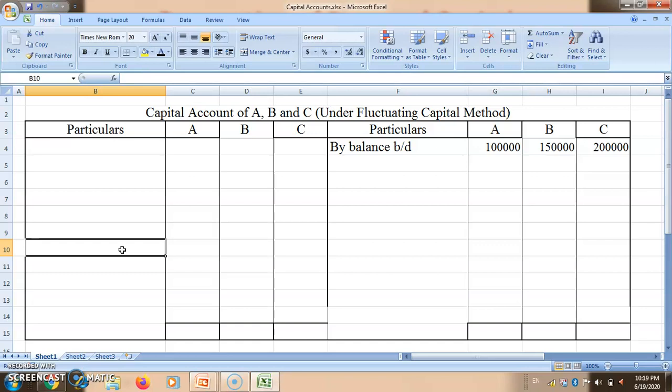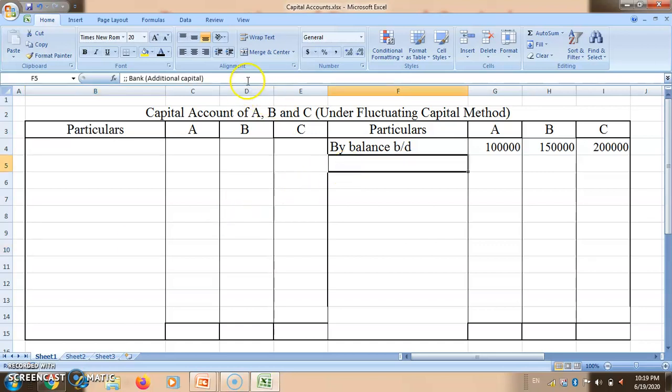Bank account debtor to partner's capital, or bank account debtor to capital. Here, bank account debtor to whose capital? A's capital. So in A's column we will write "By bank". In brackets, if you want, you can write additional capital for understanding purpose, but for exam purpose it need not be written. So if you want to mention it as additional capital for future reference, you can do so.